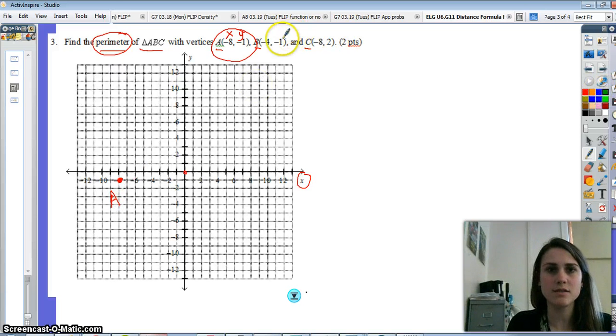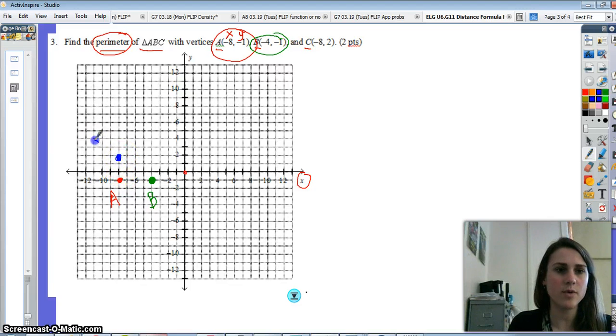Point B, circle it in green. -4 along the x-axis, -1 along the y-axis. That's right here. Point B. Lastly, I have point C. -8 along the x-axis, 2 in the y direction. So starting from the origin, I'm going to go -8 and then up 2, and that will give me point C.